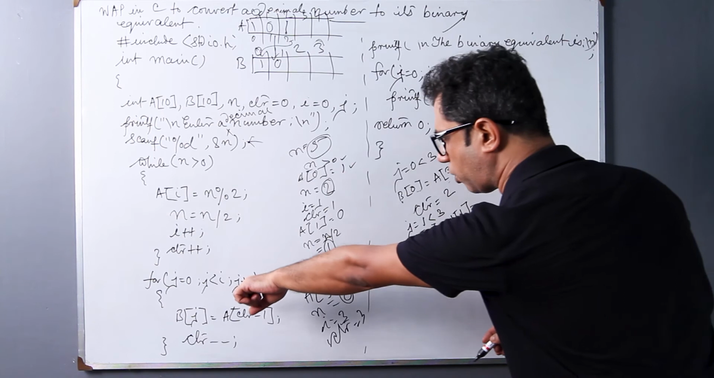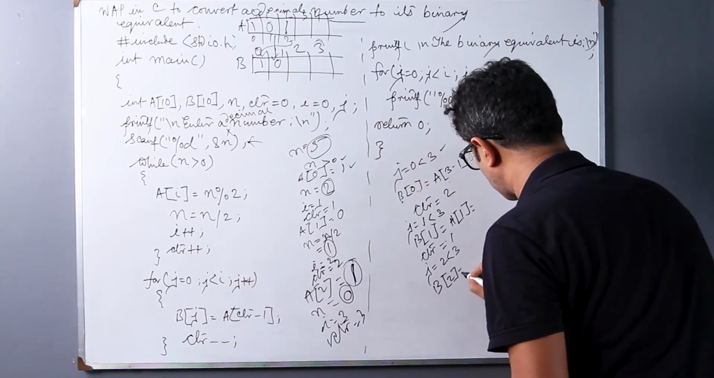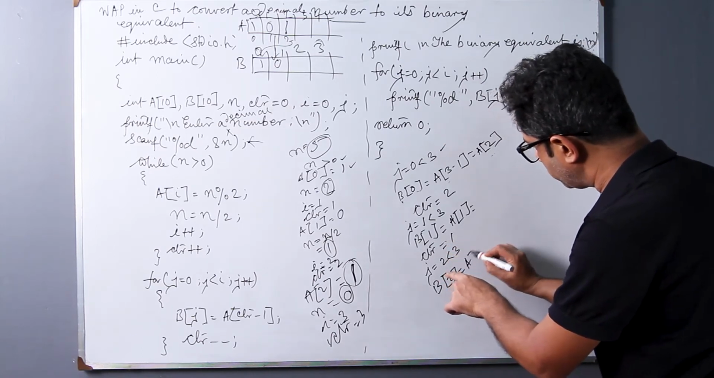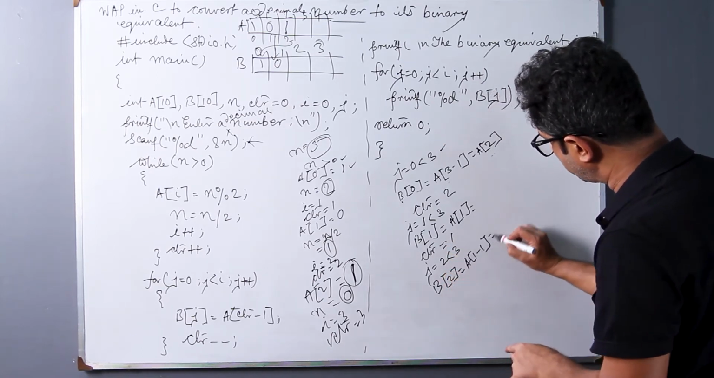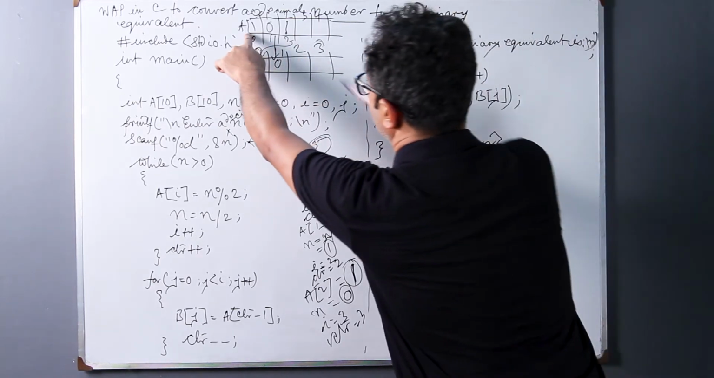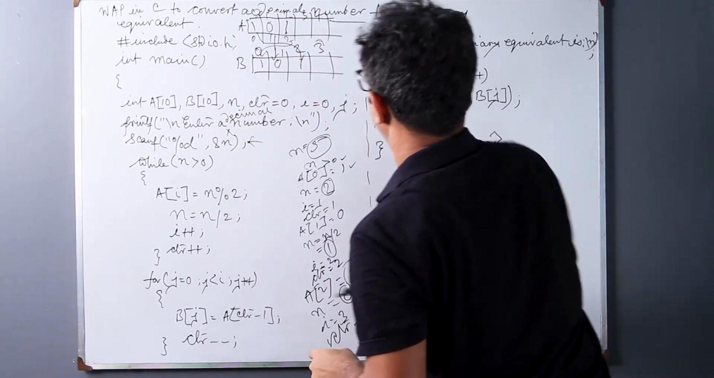We again enter the for loop for the third time, and Bj, that is B2, is equal to A[CTR minus 1], that is CTR is 1. So this is definitely 1 minus 1, that is A0. So what is A0? A0 is 1. So this 1 will be coming over here. So this is the 1.